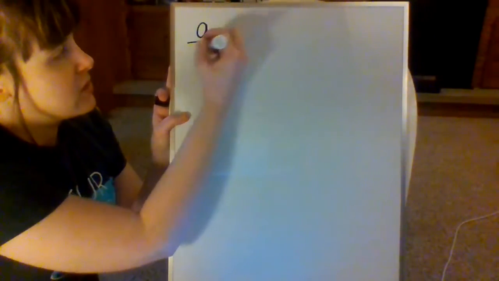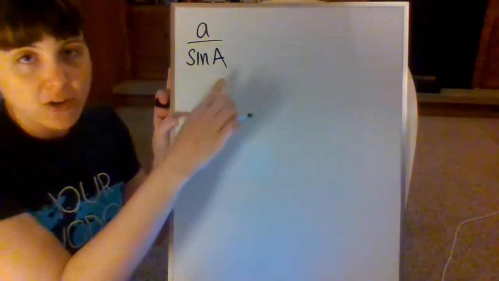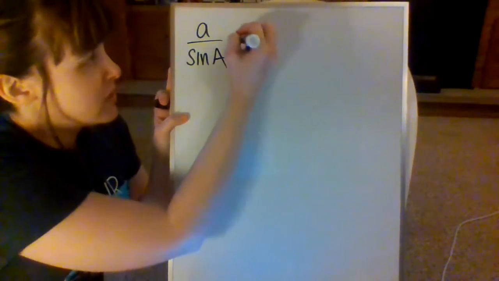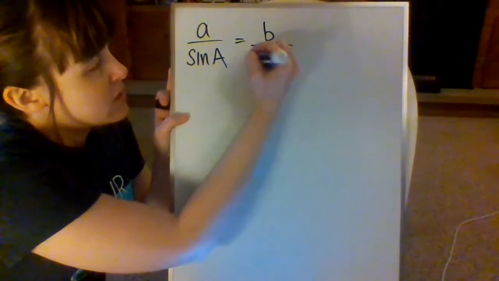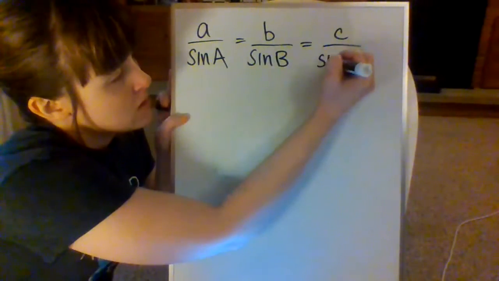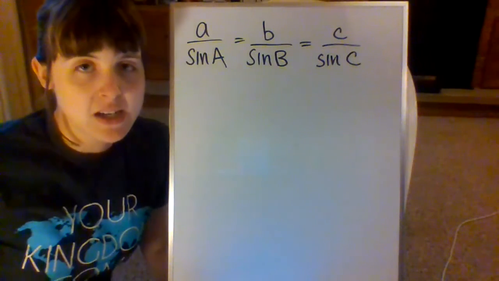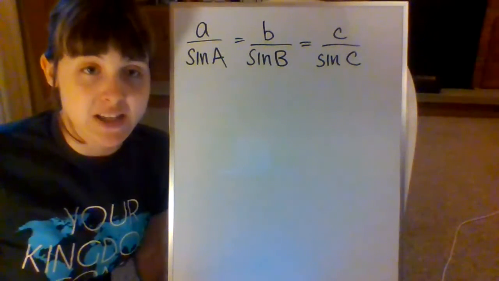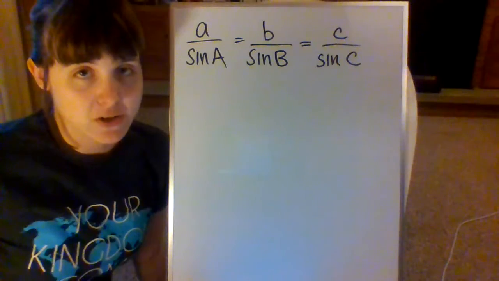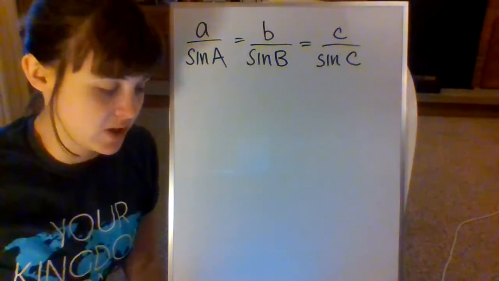Okay, so here's what law of sines is. It's a proportion where you use the angle and its opposite side. You can use any two of these and pair them up to create a proportion, and then you cross multiply and solve. Okay, so we're going to start with example 1.